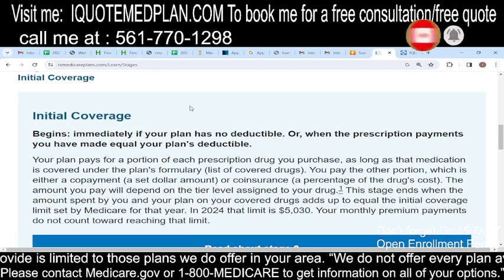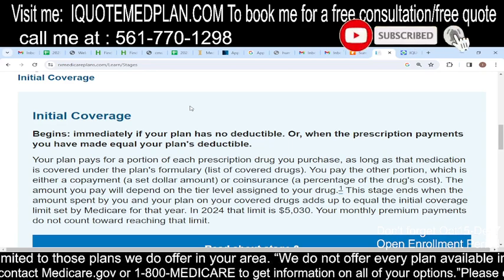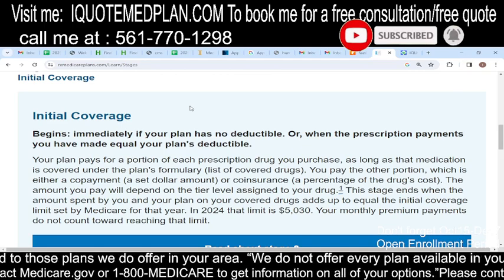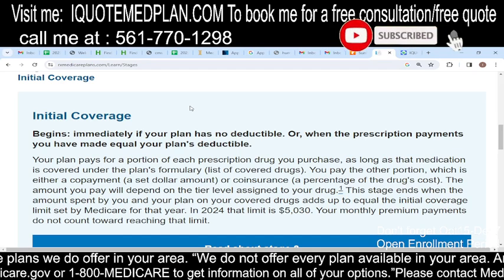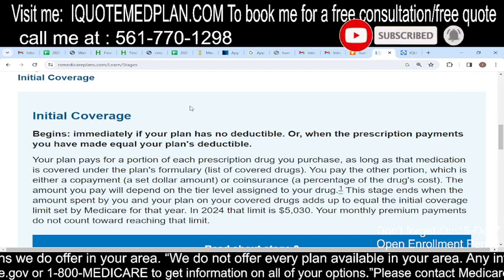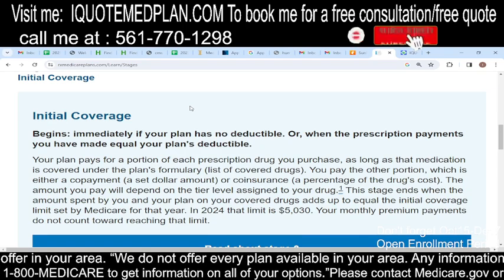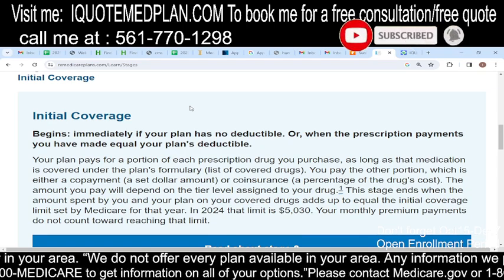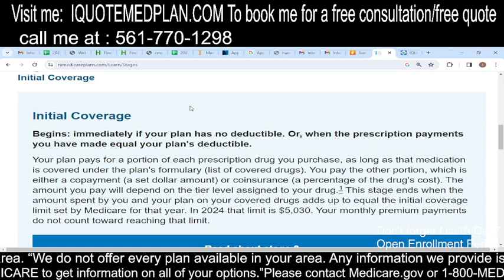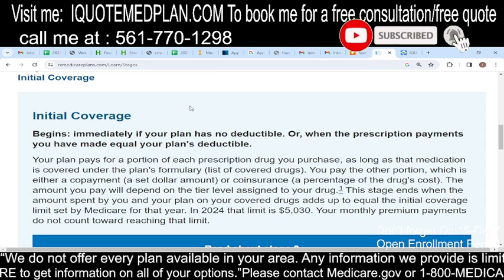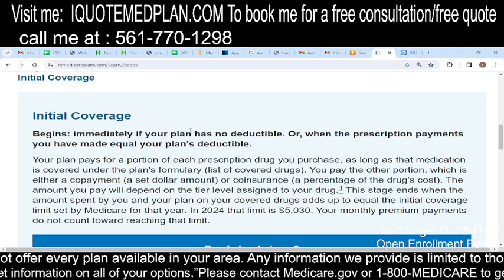The amount you pay will depend on the tier level assigned to your drug. This stage ends when the amount spent by you and your plan on your covered drugs adds up to equal the initial coverage limit set by Medicare for that year. In 2024, that limit is $5,030. Your monthly premium payments do not count towards reaching that limit. It's very important to note that.